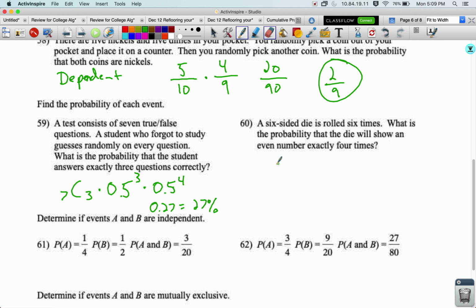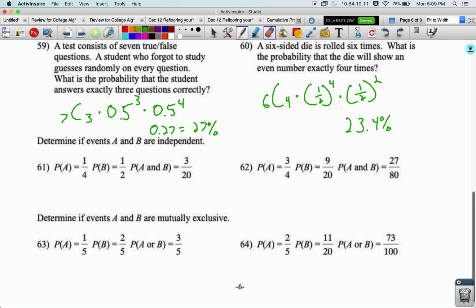All right. A 6-sided die is rolled 6 times. What's the probability the die will show an even number exactly 4 times? So it's rolled 6 times. So 6 choose 4 to figure out the number of ways to combine those 4 wins. The probability that it's even is 1/2 to the power of 4. And then for the other 2 rolls, for them to be odd is also 1/2 to the power of 2. So 6 choose 4, and I'm getting a 23.4% chance on this one.